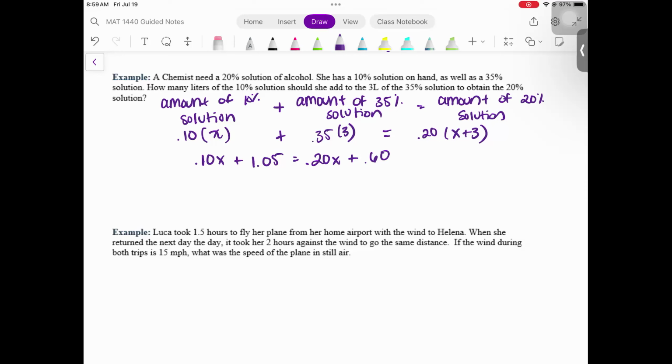In a previous video, I had mentioned I like to combine or think about the variable terms first to ensure that I don't get a negative coefficient on my variable. So I'm going to start by saying, okay, I've got 0.10X and 0.20X. I know I want to subtract 0.10X from both sides. And that's going to ensure that my coefficient on X is positive. But at the same time, I'm going to move my constants. So if I'm bringing my variables to the right, that means I'm bringing my constants to the left.